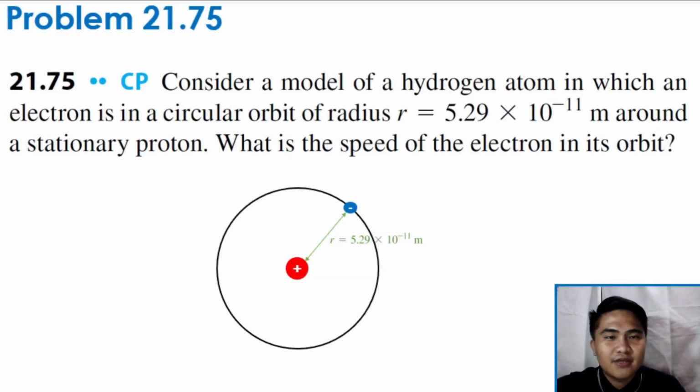Problem 21.75. Consider a model of a hydrogen atom in which an electron is in a circular orbit of radius r, 5.29 times 10 to the negative 11 meter, around a stationary proton. What is the speed of the electron in its orbit?